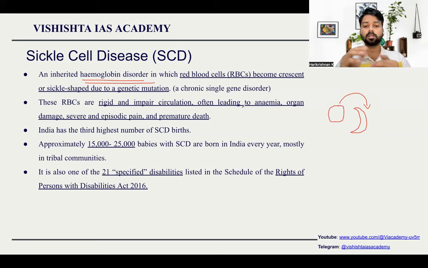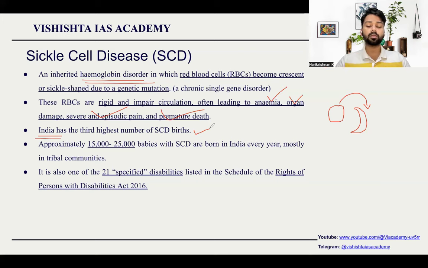Round-shaped red blood cells become sickle shaped, and because of that, they are not able to carry the amount of oxygen a normal red cell can carry, and their density will increase, because of which they will block the passages within the veins and arteries of human beings. This results in a huge amount of anemia, organ damage, severe pain, premature death, etc. And India is the third highest sufferer of sickle cell disease.